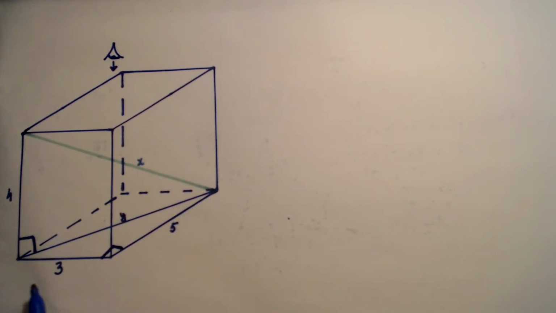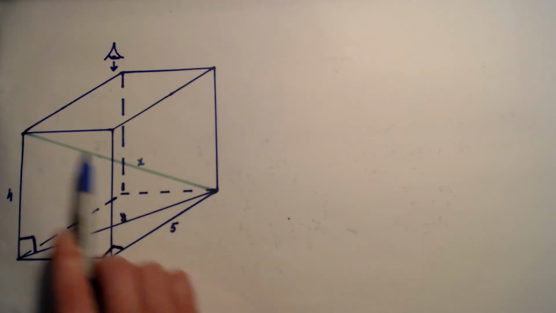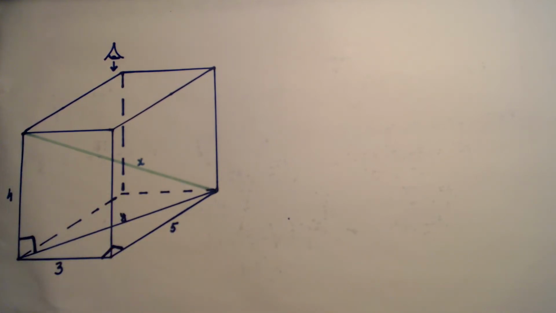Because I have a right triangle and I know two of the sides, the Pythagorean theorem allows me to calculate this other side, y. And so that is going to be my approach. I'm going to solve for y using this bottom right triangle, and then once I know y, I'm going to apply it to this triangle with my long side of x. That's going to give me the distance x.